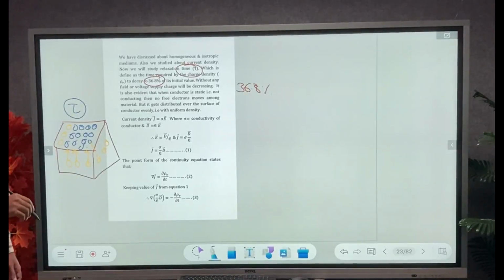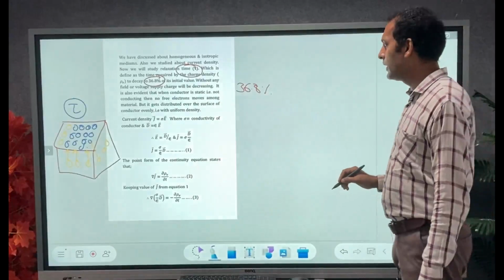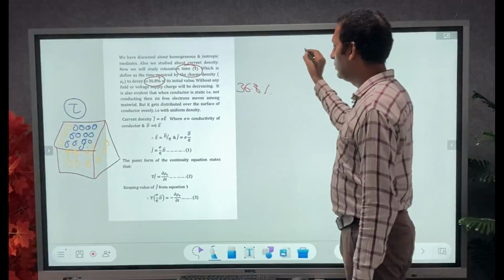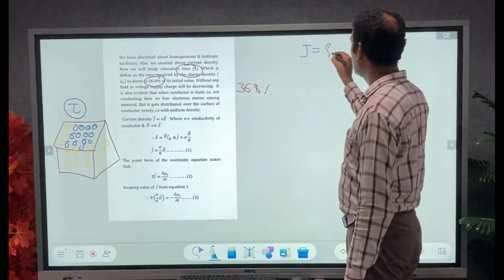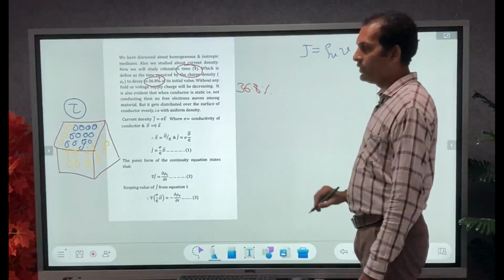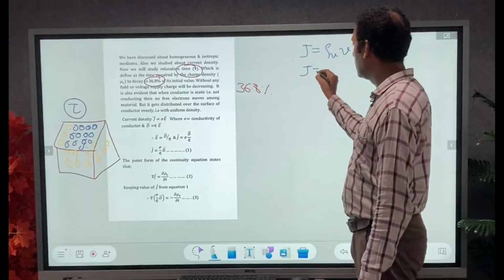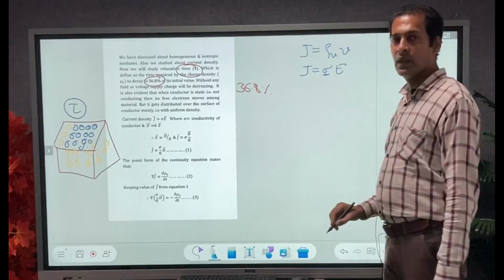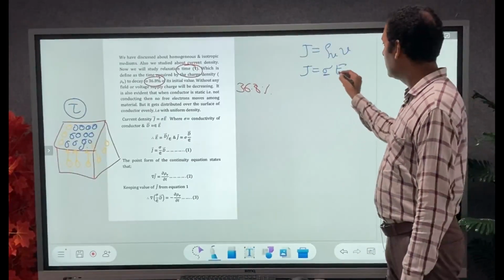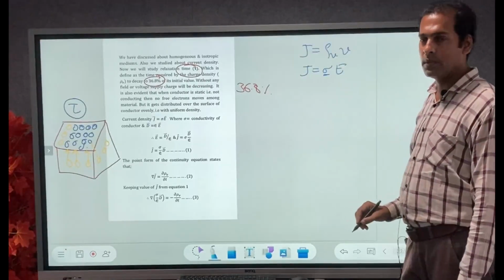Now we can derive this by using the relations we derived earlier. We know J is equal to rho V times V. Another relation between J and E: we know that J is equal to sigma E, where sigma is the conductivity. J and E are directly related. It is another form of Ohm's law.